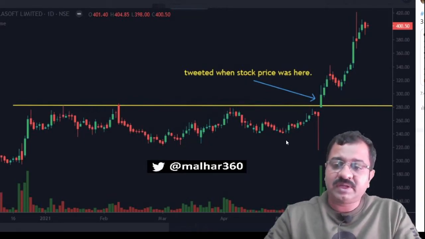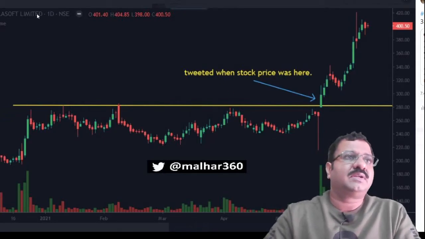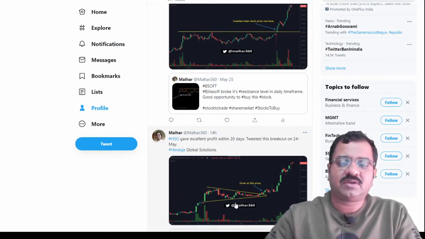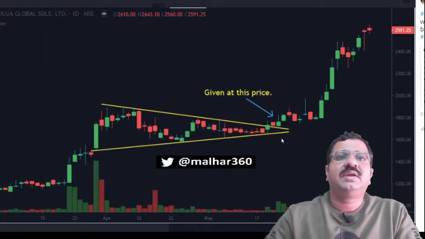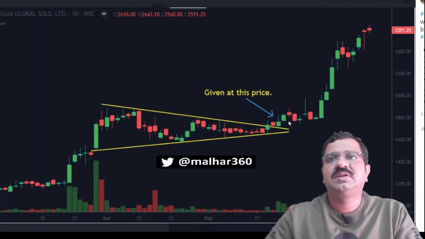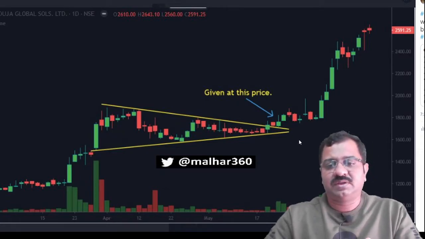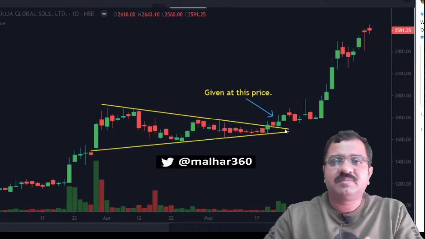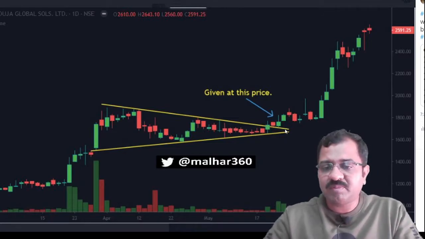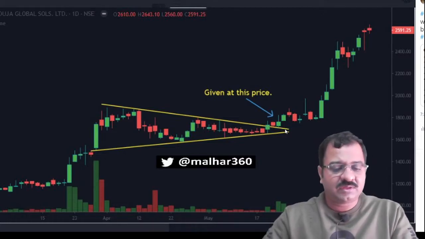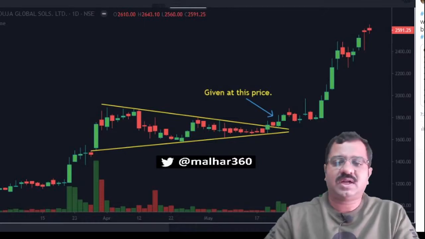Now I'll take you to the charts and show you how to trade this kind of breakout. For that matter, see this chart. This is Hinduja Global. This also I posted on 24th of May, and within 20 days it gave huge profits. So how to trade this chart? See, the breakout was happening, but how to enter? What should be your maximum risk? I am going to tell you all these things. So let's directly go to the charts and see.